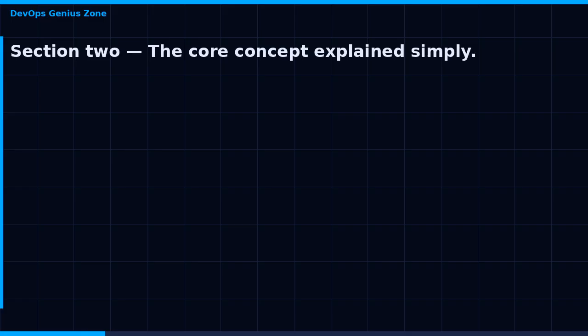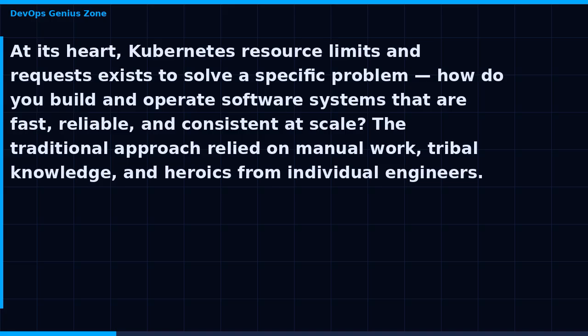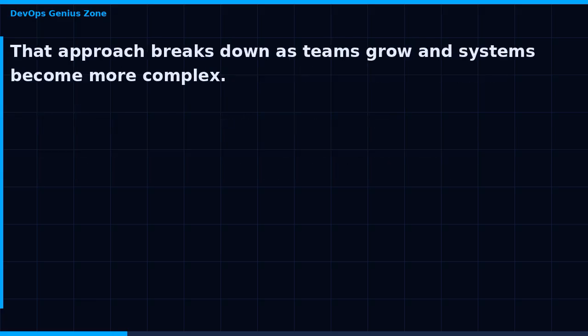Section 2: The core concept explained simply. At its heart, Kubernetes resource limits and requests exists to solve a specific problem. How do you build and operate software systems that are fast, reliable, and consistent at scale? The traditional approach relied on manual work, tribal knowledge, and heroics from individual engineers. That approach breaks down as teams grow and systems become more complex.